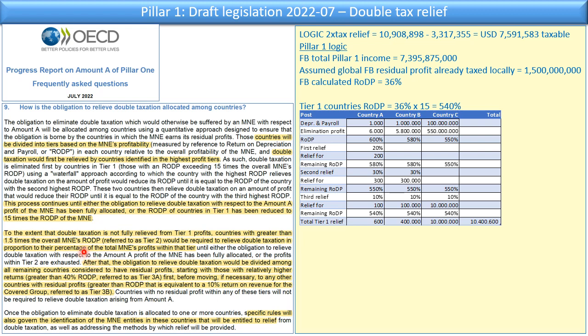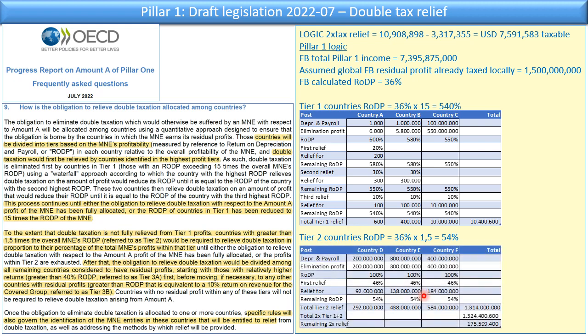Now, 1.5 times means it is 150% of 36%, which is 54%. So Denmark would be in this group, right? Because Denmark had an RODP of 74% if we calculate it correctly, right? So now let's see what happens.